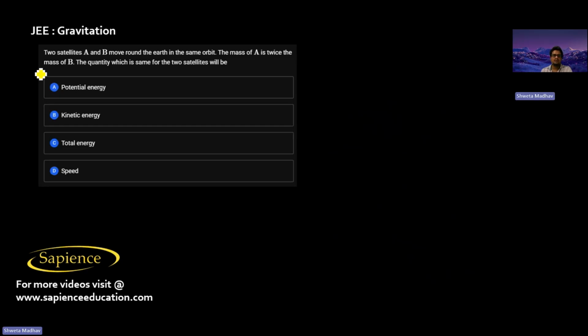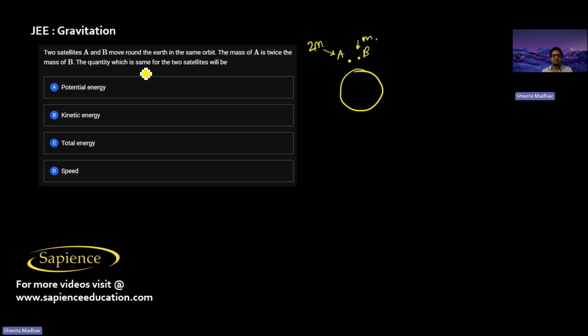Here it is told two satellites A and B move around the Earth in the same orbit. The mass of A is twice the mass of B. So mass of A I can take 2m and mass of B I can take m.